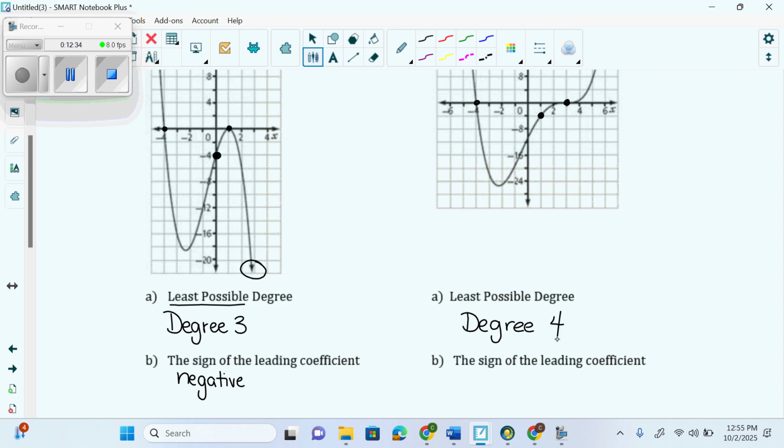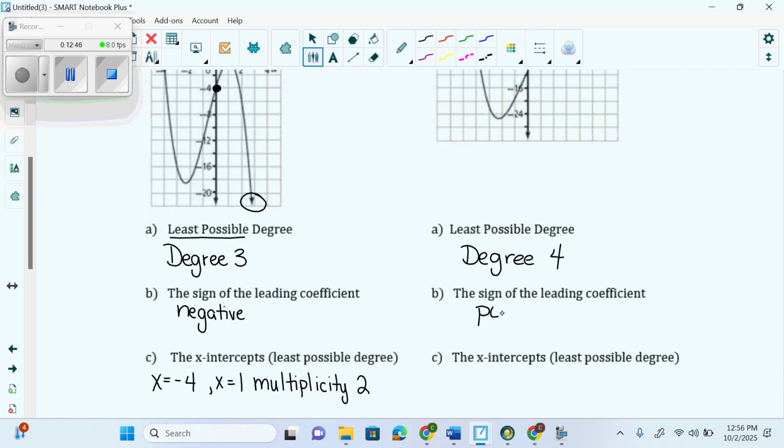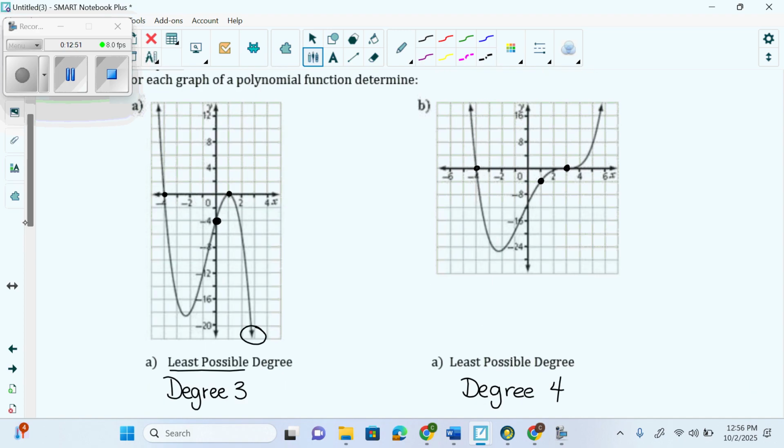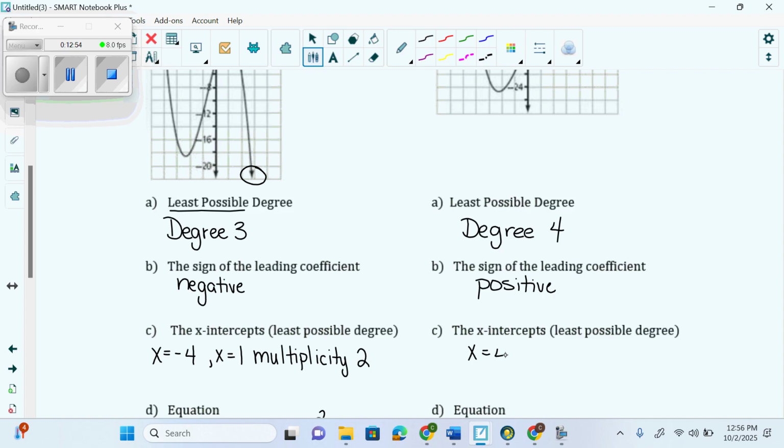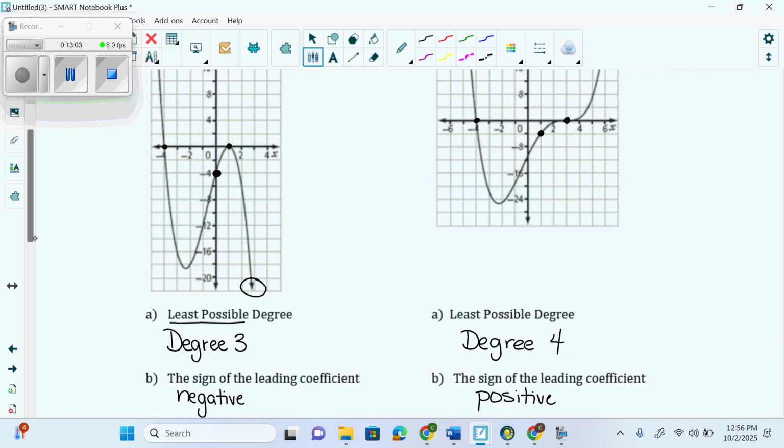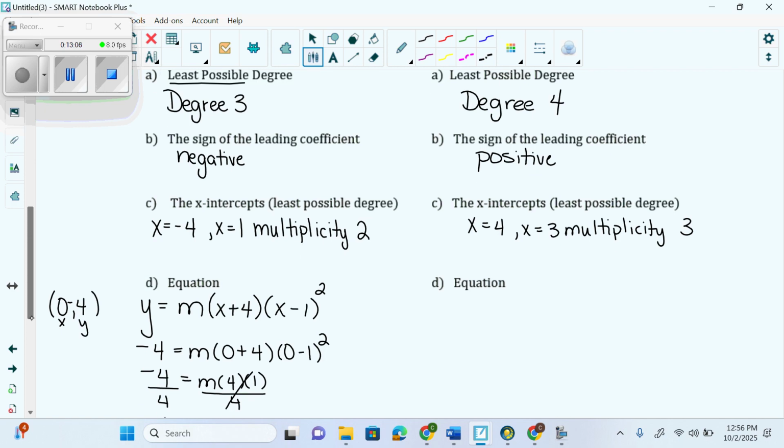Sign of the leading coefficient. Positive. Why? It's up on the right, and indirectly because it's even, it's also up on the left. Okay, cool. So it's positive. My x-intercepts are x equals -4 and x equals 3 multiplicity. The coordinate I bolded was 1 and -4. That's my x and my y.